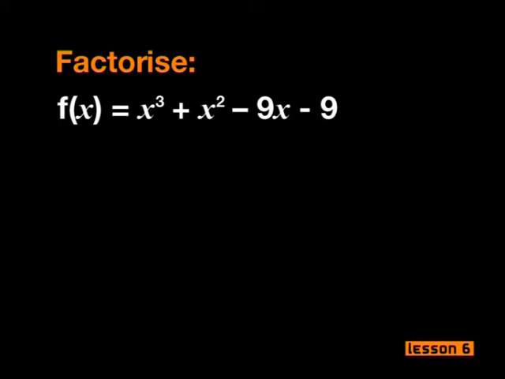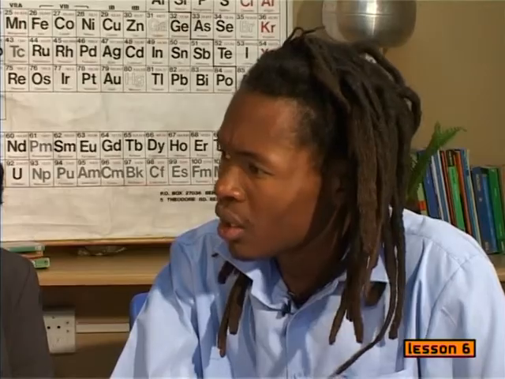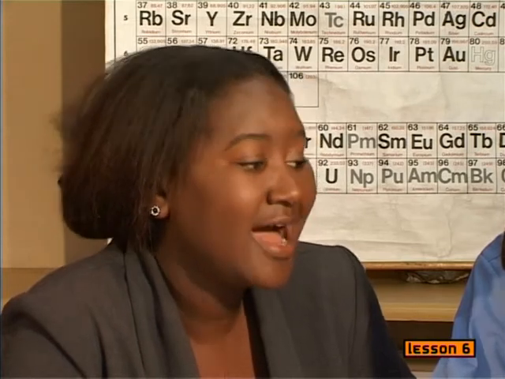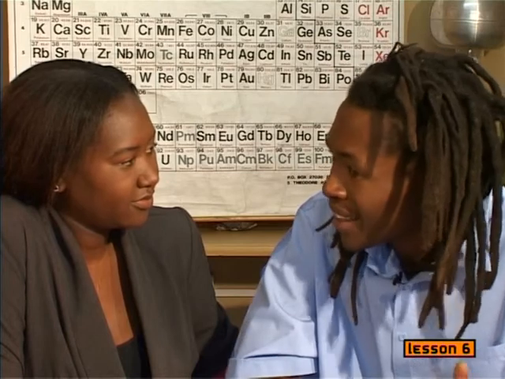Hold on, how do I find the first factor? Last time we were given the factor. I'm afraid you're going to have to use trial and error. In other words, you're going to have to substitute different numbers into the equation until you find one that gives you a zero remainder. But that means it could be anything.